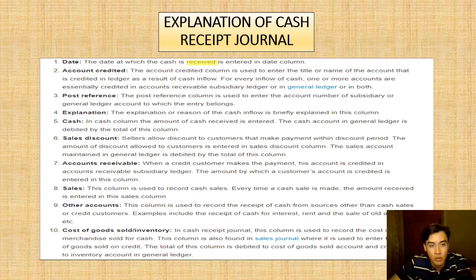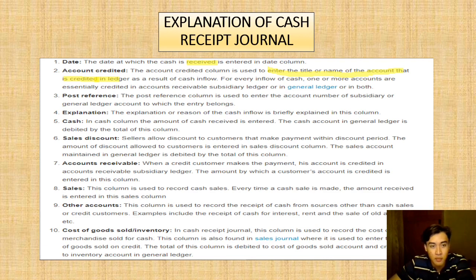The next one is account credited. The account credited column is used to enter the title or the name of the account that is credited in ledger as a result of cash flow. Okay, contoh you dapat duit from Ideal, and then you kena tulis nama Ideal dalam tu, so that you can tahu siapa yang you dapat duit. Duit tu datang dari mana, sumber dia dari mana. Okay, so here kita enter the title or the name of the account that is credited in ledger.